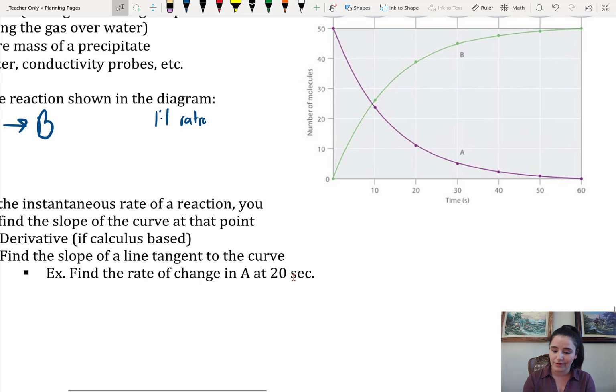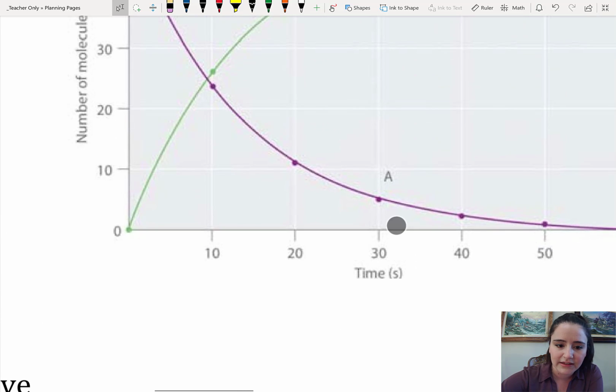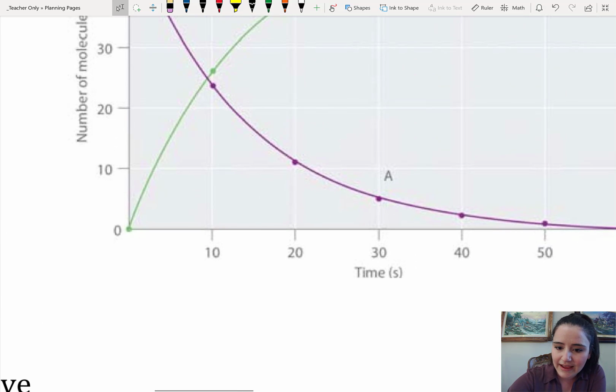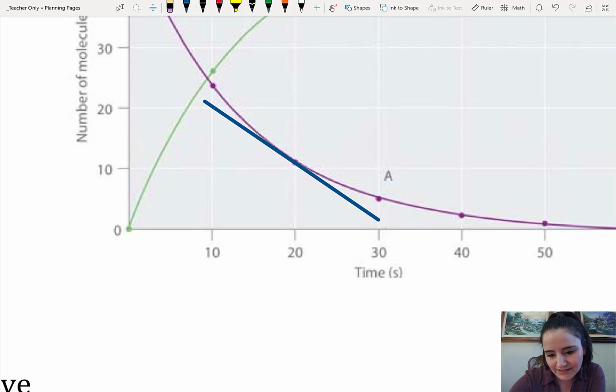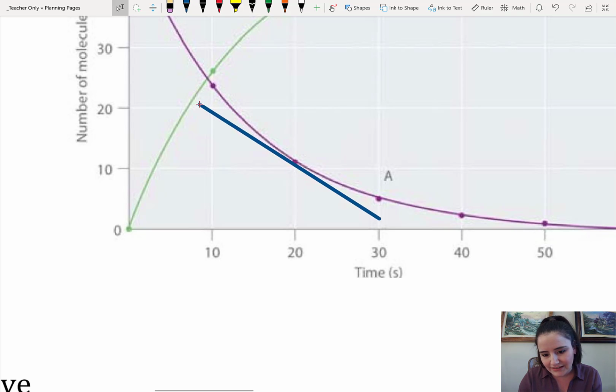For example, if we wanted the rate of change of A at 20 seconds, I could get in here and try to sketch a line. Let me see if I can do it this way. Adjust that so it just barely touches that line and is equidistant from the two sides of it. Okay, let's get it as perfect as we can here. Oh, too far over that way. Right slope though, it looks like. There we go.